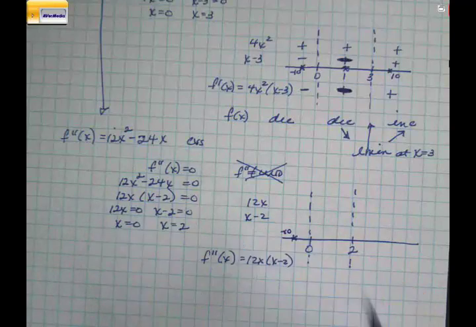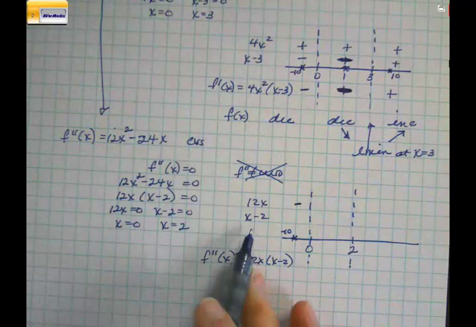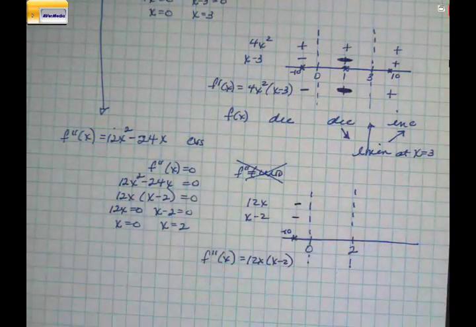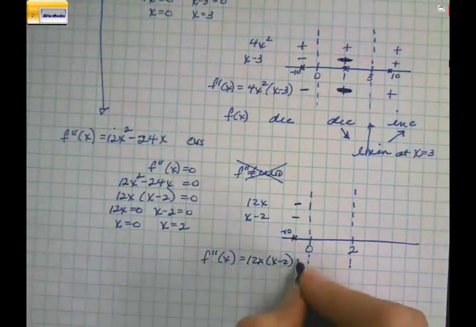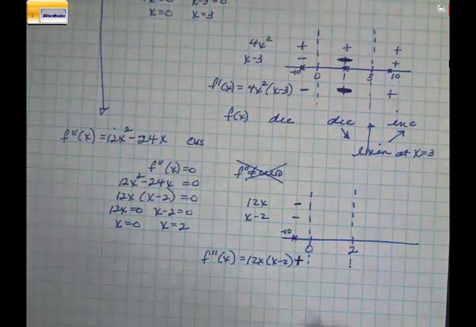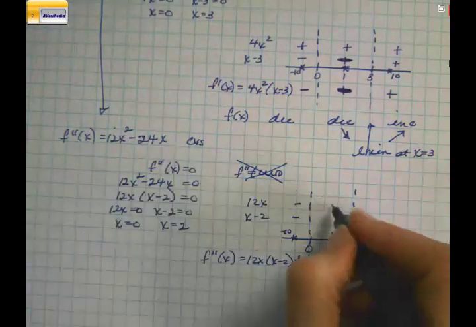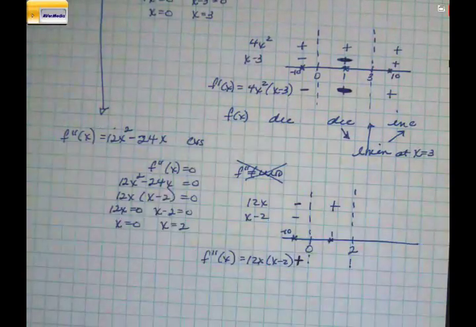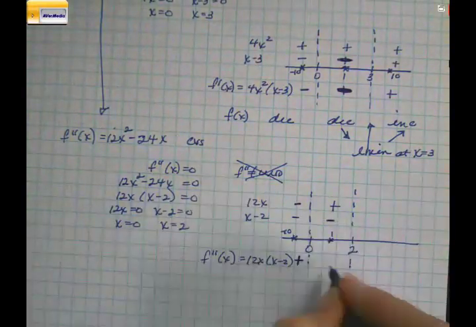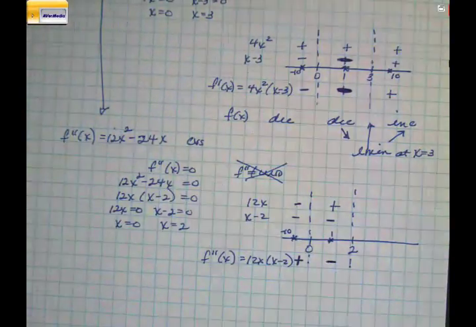Pick a test point to the left of 0, maybe negative 10. 12 times a negative 10 is a negative 100, which is negative. A negative 10 minus 2 is a negative 12, which is negative. And a product of a negative times a negative gives what sign on that second derivative? Positive. I barely left any room for it. Then between 0 and 2, pick a test point of 1. 12 times 1 is positive 12, which is positive. 1 minus 2 is a negative 1, which is negative, and a positive times a negative gives a negative sign on the second derivative in that interval.